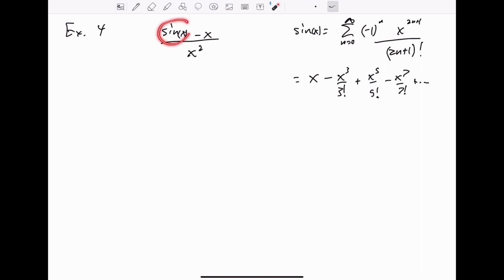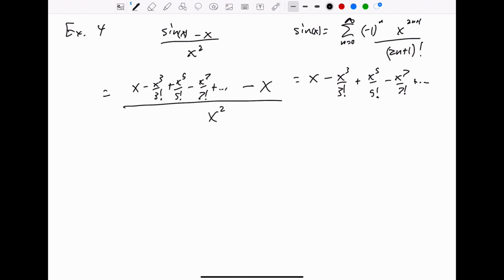We will take the sine of x in this fraction, replace it with the series expansion for sine, we'll simplify, and then we'll write down the final answer in sigma notation. So in this fraction, I simply replace sine of x with these first several terms of the expansion: x minus x cubed divided by 3 factorial plus x to the 5th divided by 5 factorial, etc., etc., minus x, all of this divided by x squared. Once again, we have some cancellations in the numerator. This plus x cancels with the minus x, and then we're left with all of these terms.